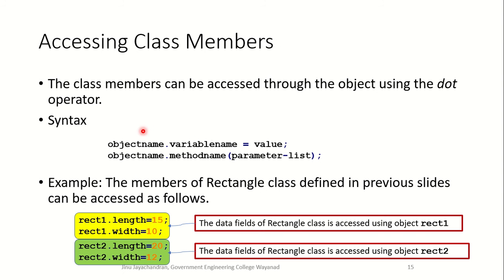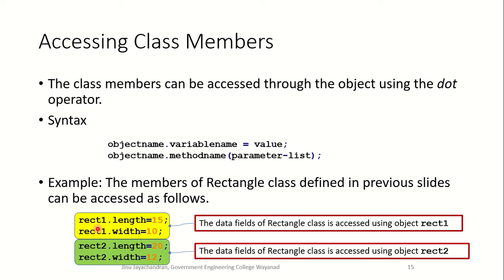Now let's see how we can access the class members. We have variables and methods as class members. So we need to access each of them outside the class. How will you access it? The syntax is: you create an object of the class, you say object name dot variable name, and you assign a value. So if it is a variable, you can assign the value using the dot operator. Object name dot method name, and if you have parameters in that method, you just pass the parameters and they will be passed.